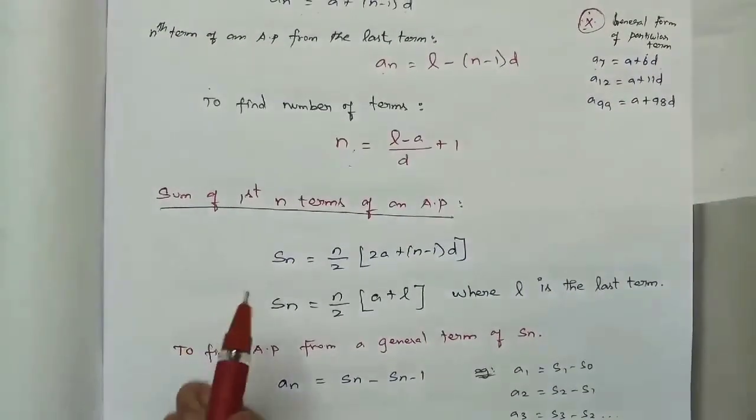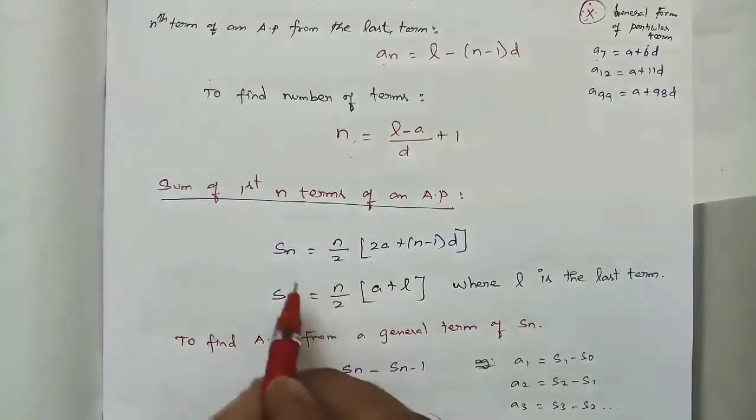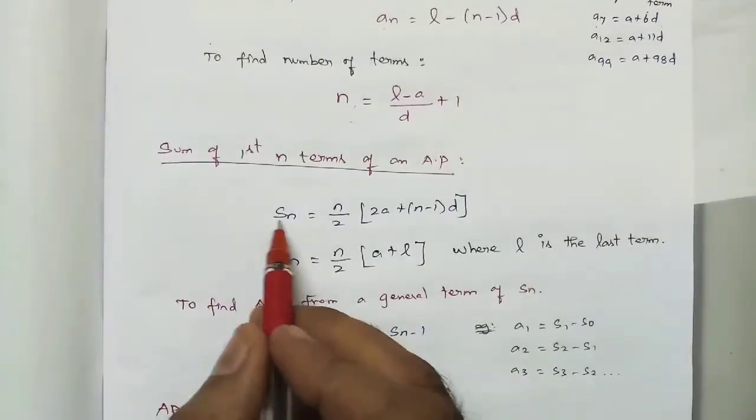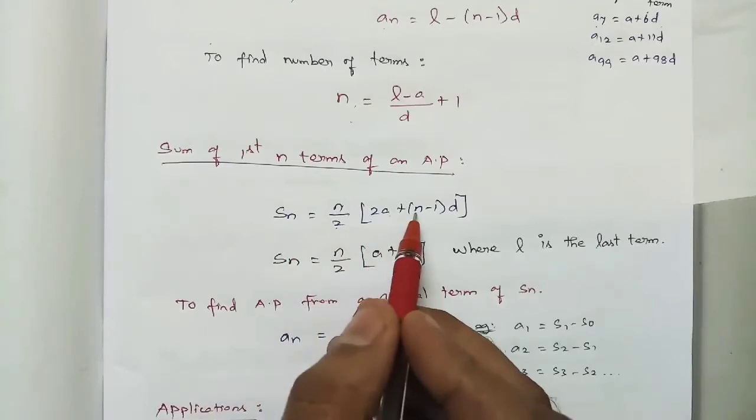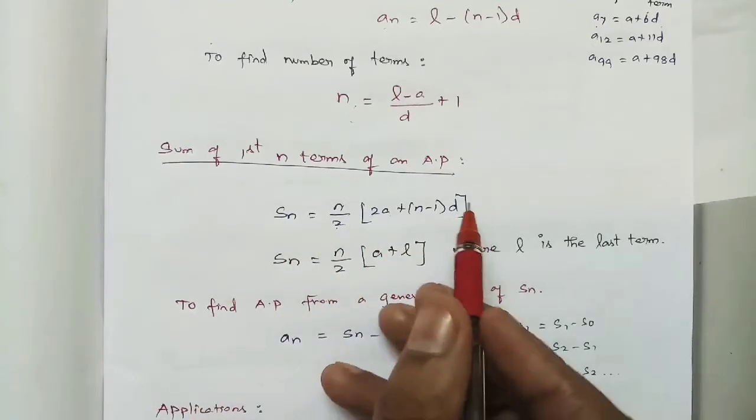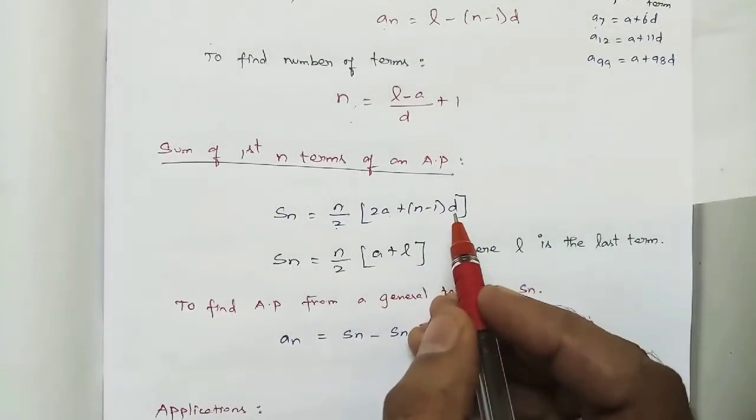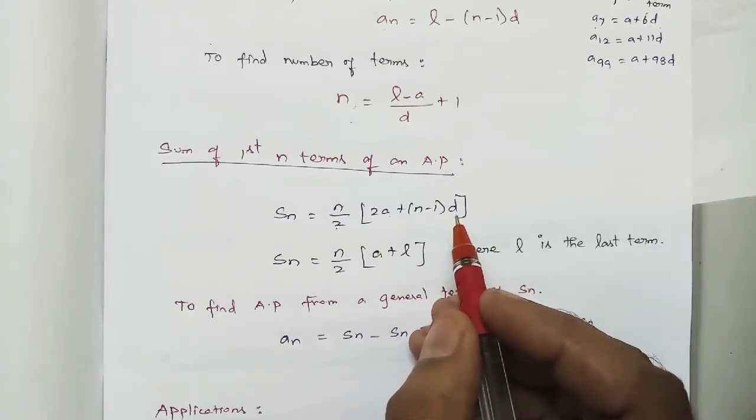Next is the sum of the first n terms of an AP. We have two formulas. Sn is equal to n by 2 into (2a plus (n minus 1) into d). Sum of first n terms, that is very, very important.